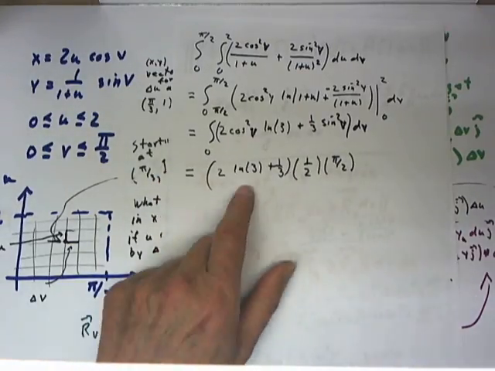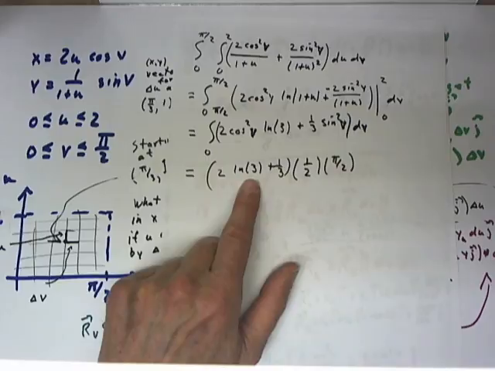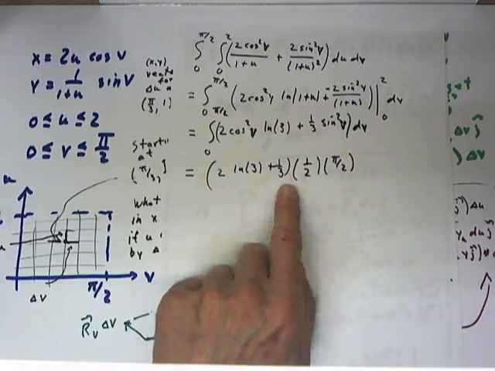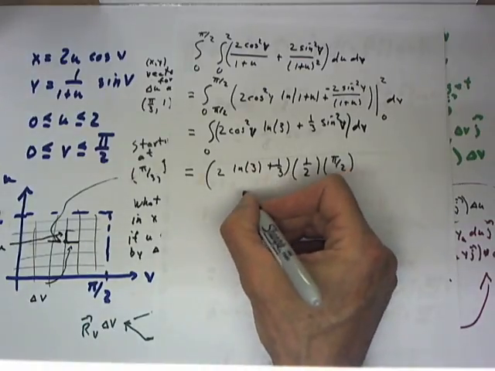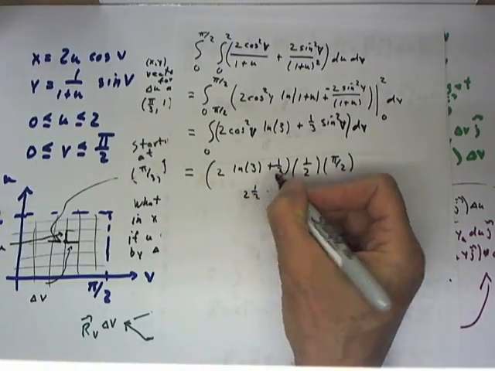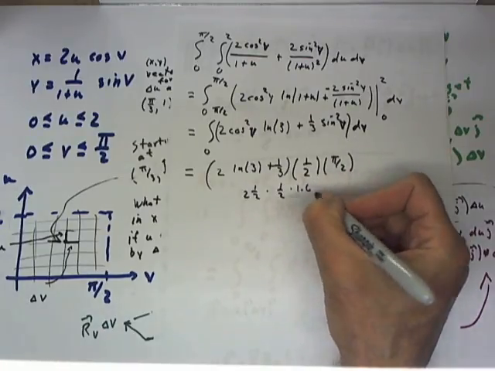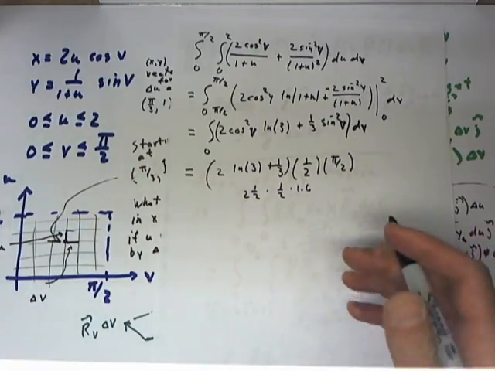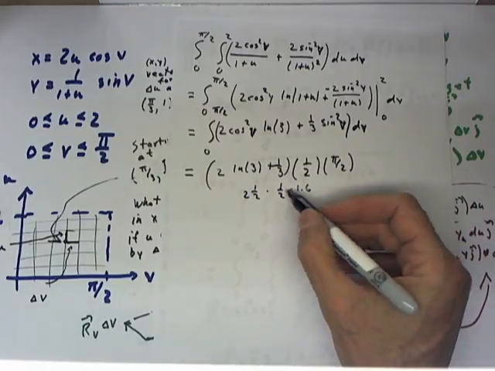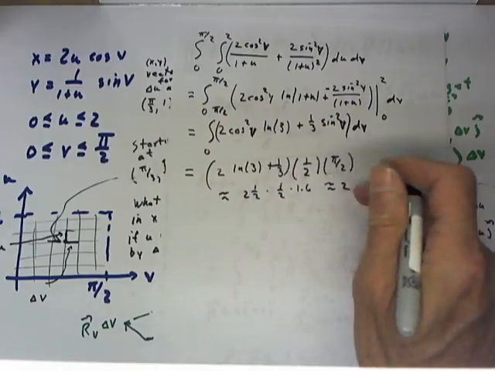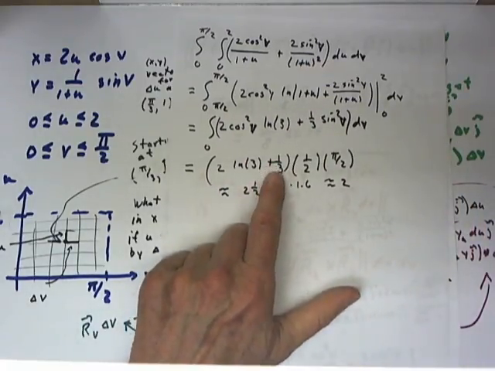Okay, just numerical approximations. Natural log of 3: 3 isn't much bigger than e, so natural log of 3 is not much bigger than 1, so that's pretty close to 2. Adding 1/3, maybe this is 2.5. So that's maybe 2.5 times 1/2 times pi over 2, which is about 1.6. 1.57, whatever number of figures you want to take it to. 0.8 times 2.5 is 2. We're finding that this integral is about 2.